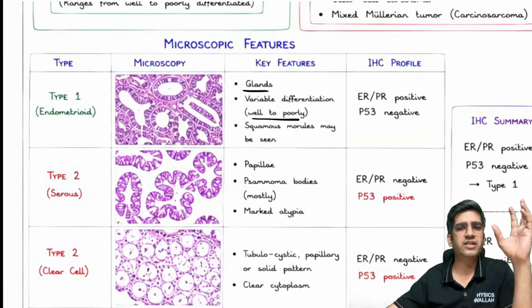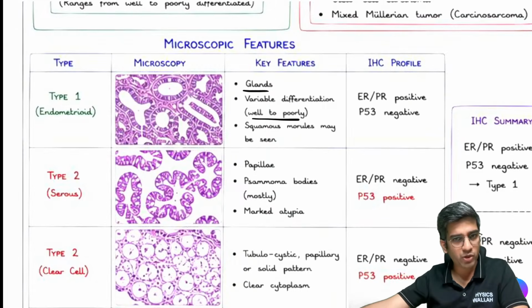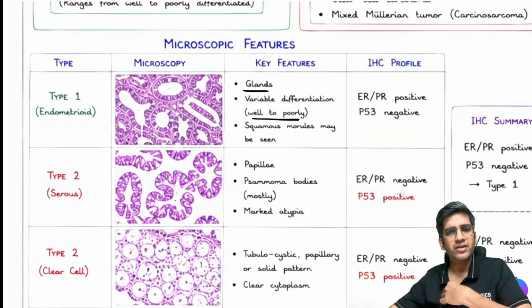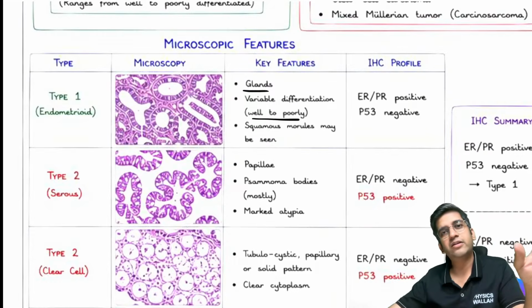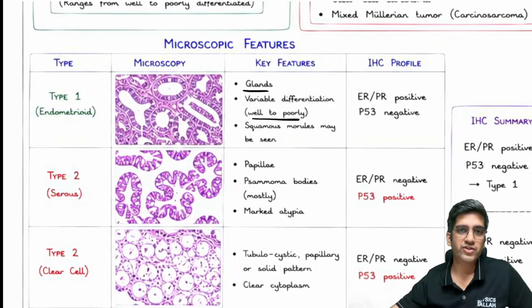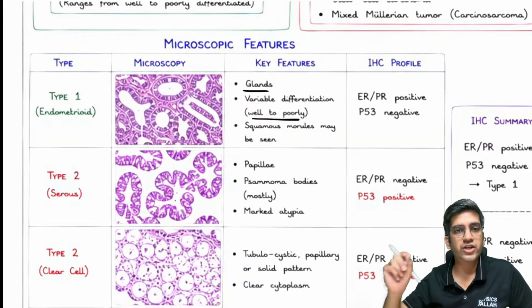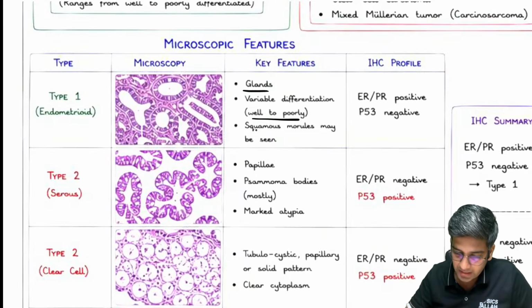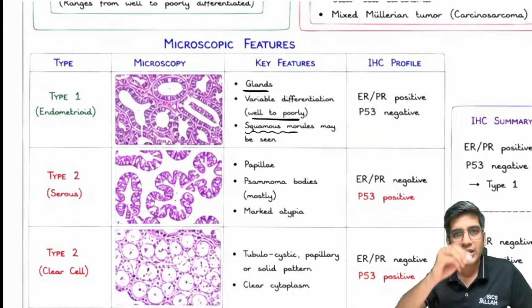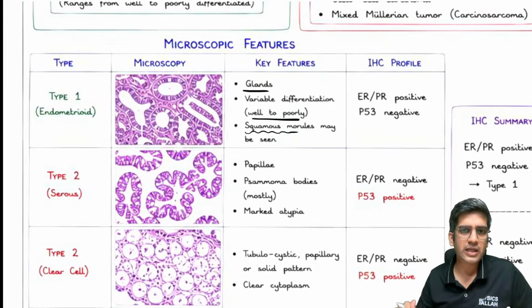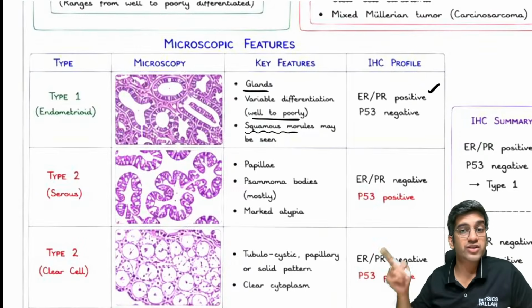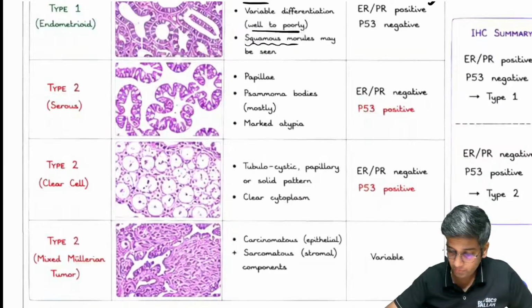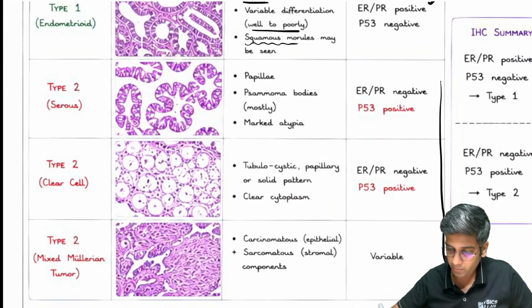Fully 100% well-formed glands, what do you call? Well or poorly differentiated? It's extremely well differentiated, right? Like 10% glands, rest of them are solid area, poorly differentiated, right? So well to poorly differentiated is based on the morphology, right? And there's a finding called squamous morules. We'll have nests of squamous metaplastic-like epithelium, which is same. Type 1 has to be ER/PR positive because they are hormonally dependent cancers. That's very important. None of the type 2 will be ER/PR positive.